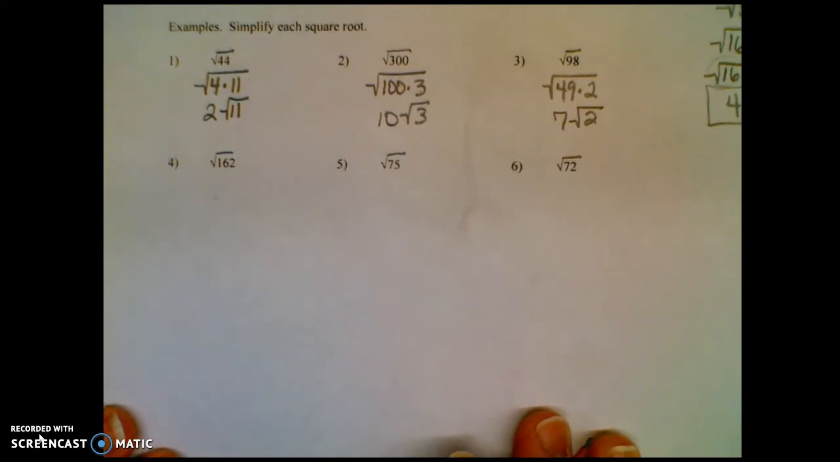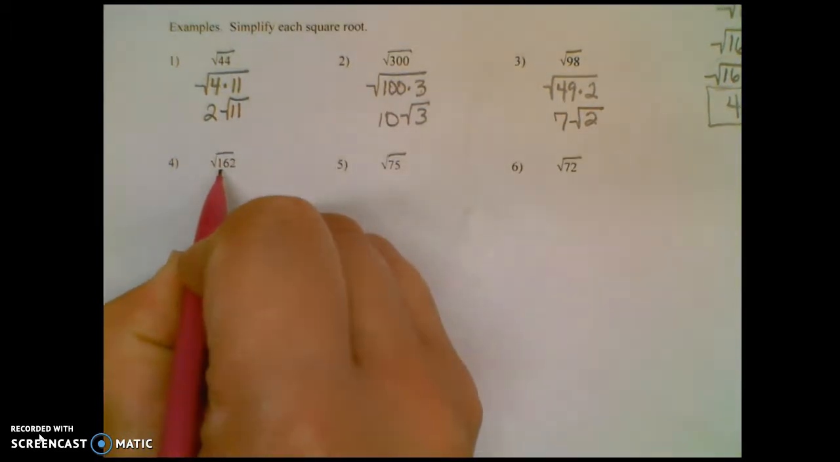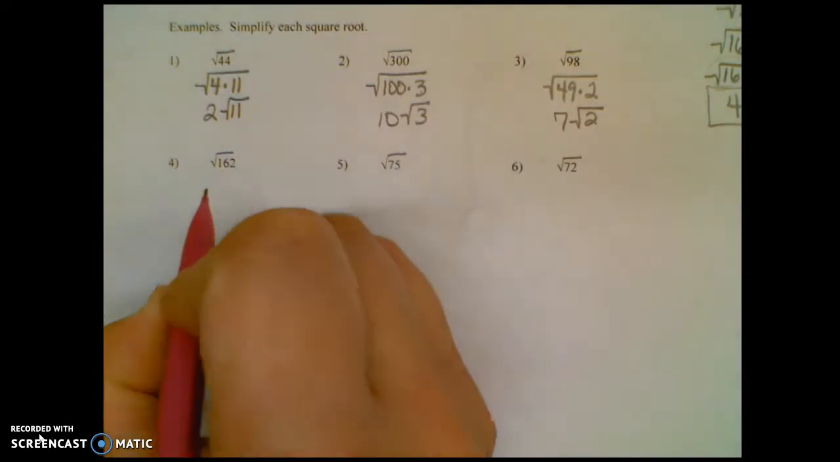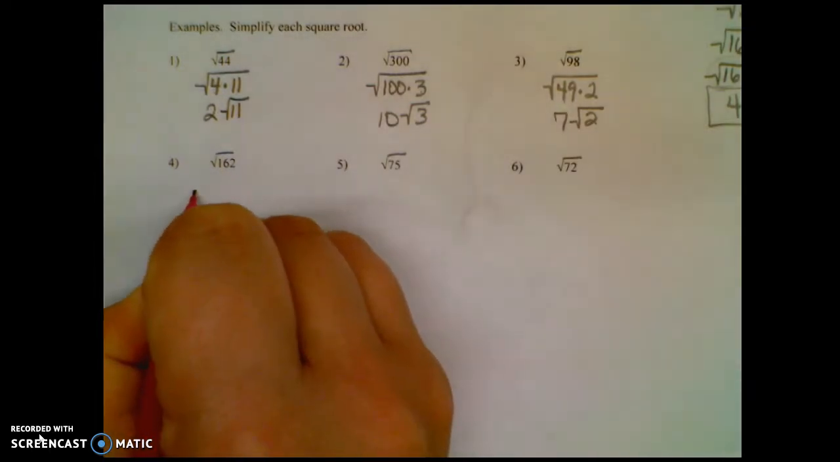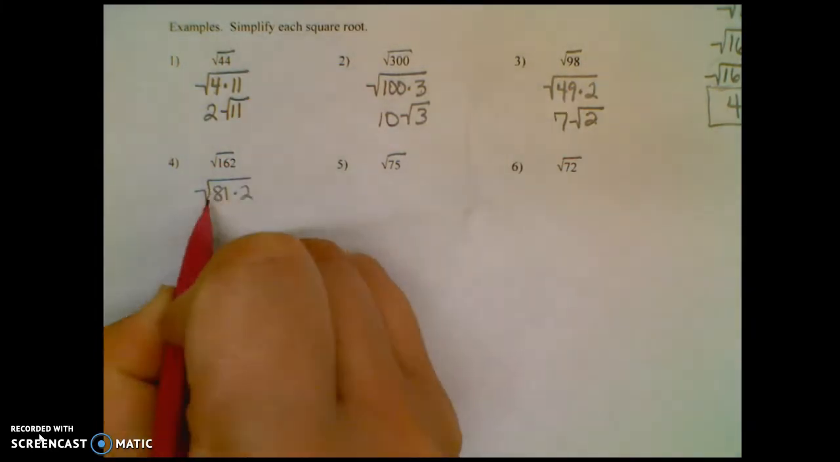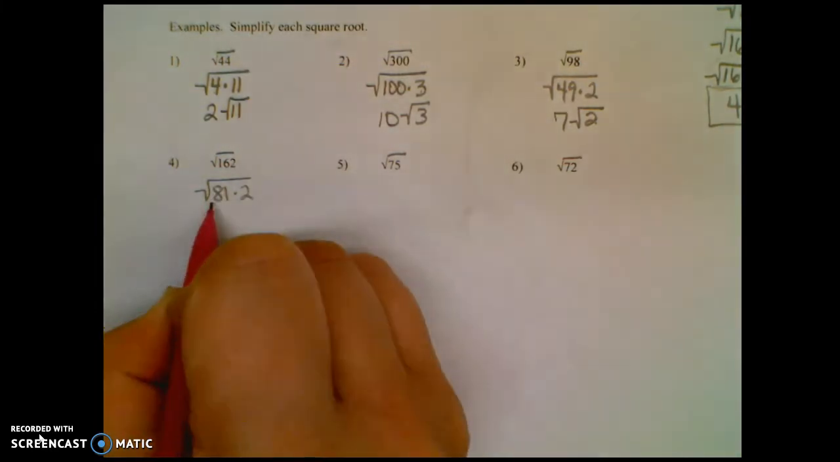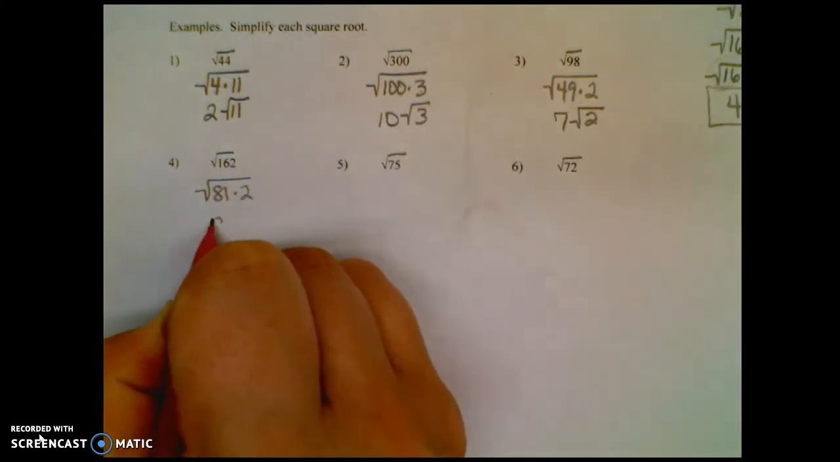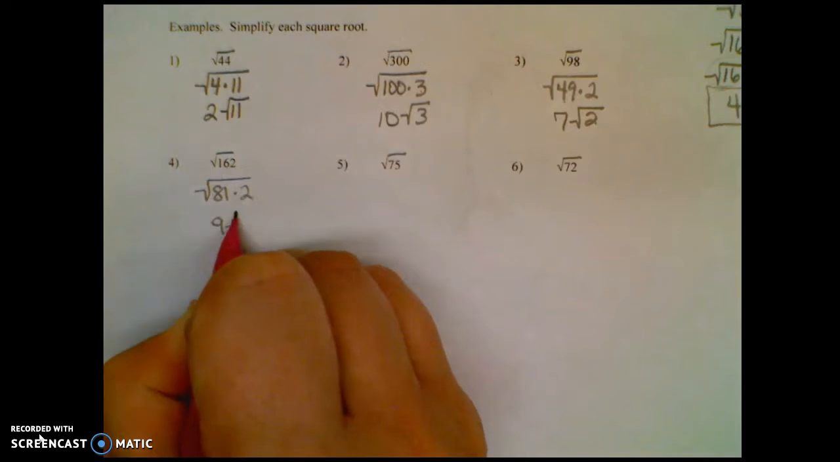So I just want to check numbers 4, 5, and 6 here that you should have completed on your own. 162 is factored into 81 times 2. 81 is a perfect square, and the square root of 81 is 9. And then the square root of 2 is irrational. So we're going to leave that as 9 square root of 2.